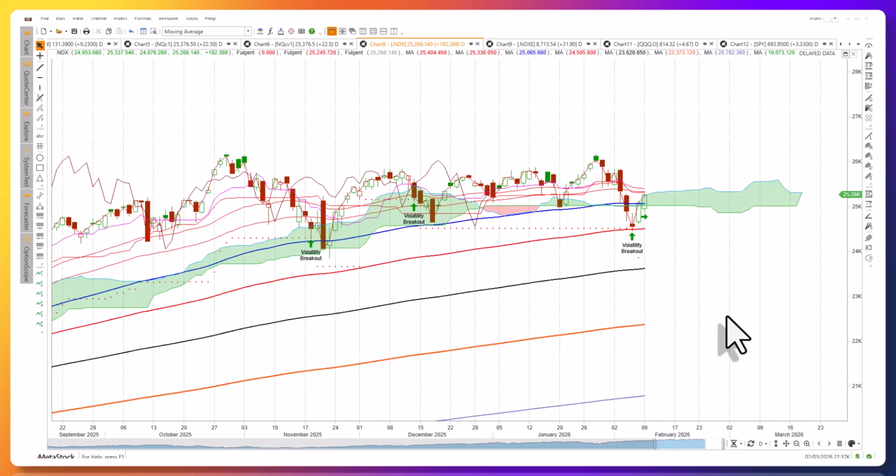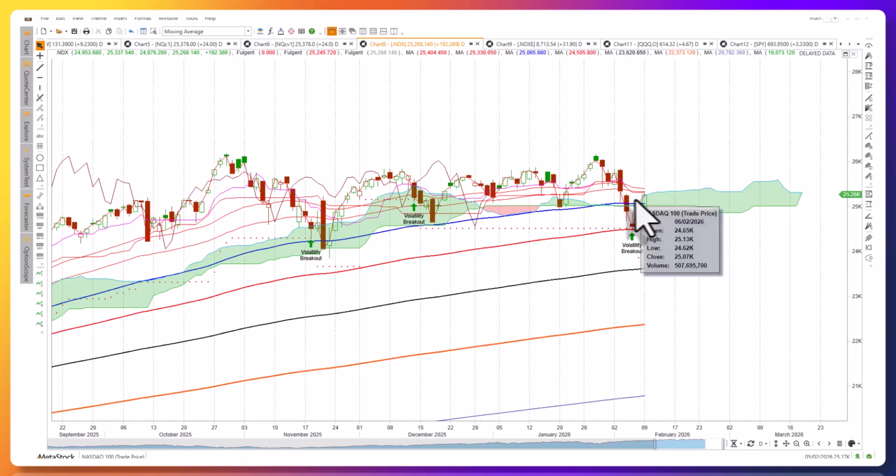Morning traders, Richard here doing a quick Ichimoku Cloud Chart market review of the NASDAQ 100 index futures, the NASDAQ index itself, and then we'll just touch on the QQQ ETF. The good news is we're back above the top end of the Ichimoku Cloud here.